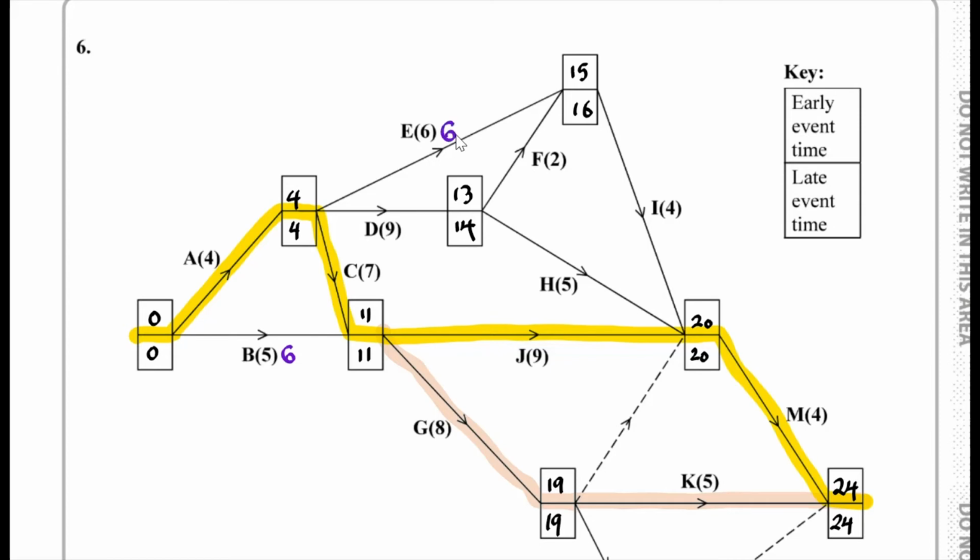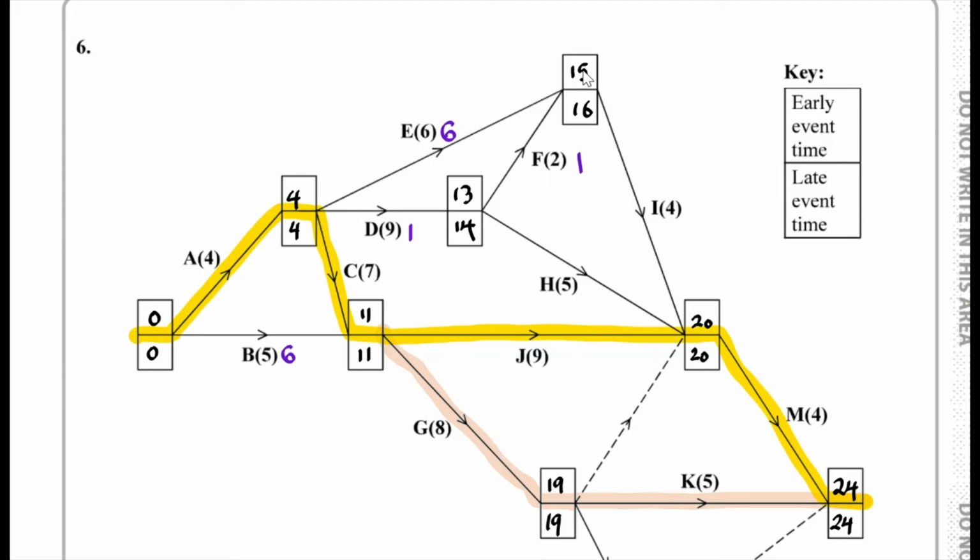Okay, and what else do we have? We have this d over here. Well, 4 plus 9, you'd find that to be 13. We have this extra 1 as slack. If we consider this f, we're at 13 plus 2, that's 15. We want to end up at 16 for the late time, so we have a slack of 1.